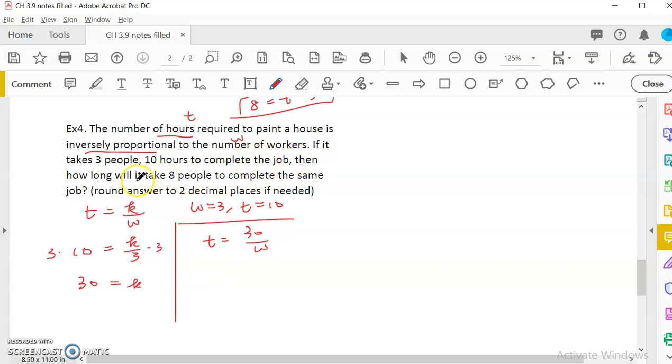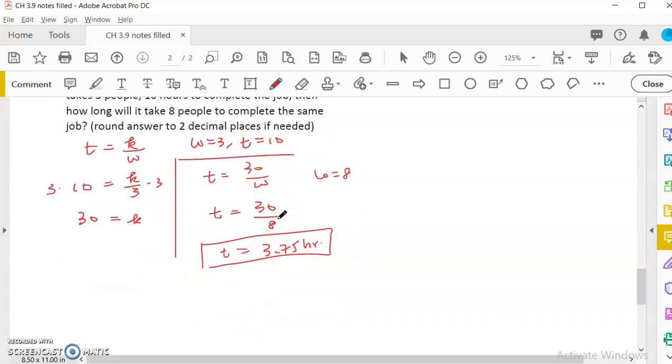Now, how long would it take? What is the time when W is 8? You increase the number of people. In the past it was 3 people, now you have 8 people. How long would it take? Rounding to 2 decimal places, put in the calculator 30 over 8, equal to 3.75. T is in hours, so 3.75 hours. This is the answer.